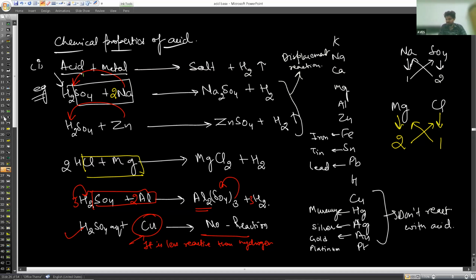Should we write the table also, like the potassium, sodium, calcium, and all? Yeah, this table is important. This table is important.